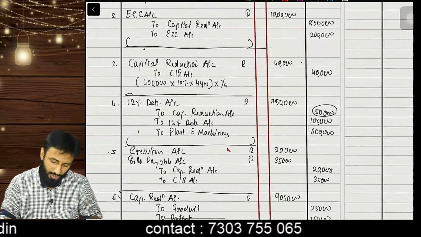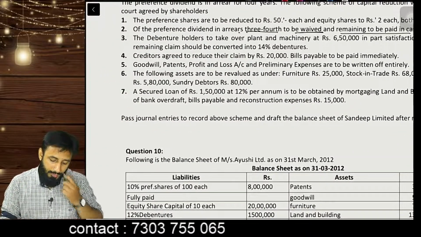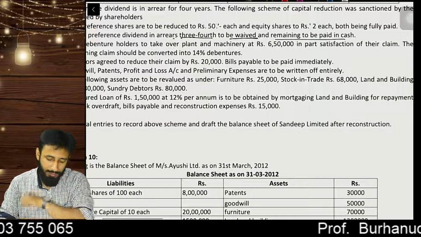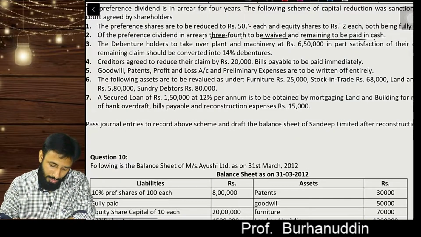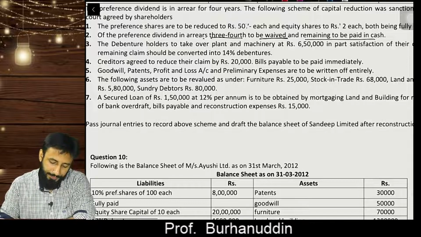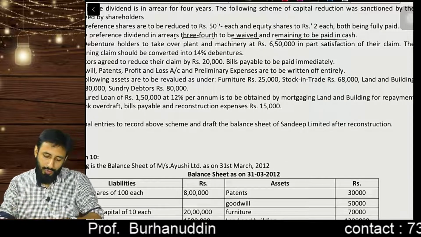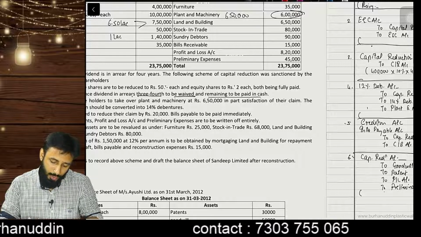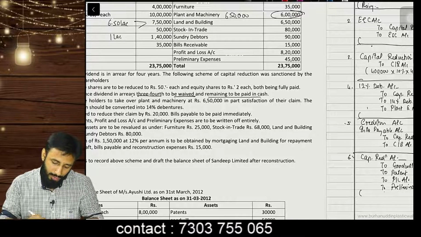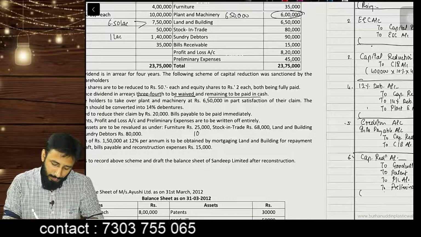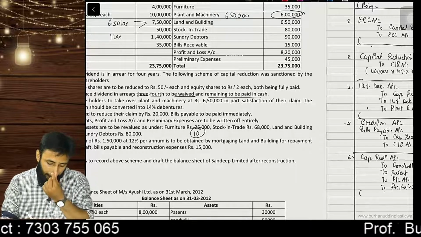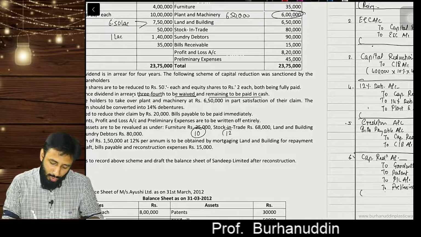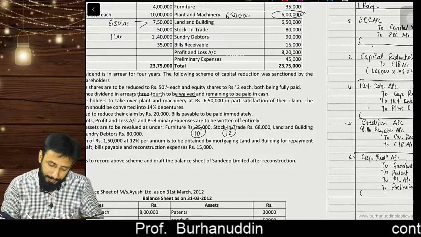Do we have any other transaction, guys? We do have. The following assets are to be revalued under furniture, stock in trade, land and building, and debtors. ठीक है. Furniture is to be taken as 35 at 25, so 10,000 is a reduction in the amount. Stock in trade 80 है, 68 करना है, so there is a 12,000 reduction.